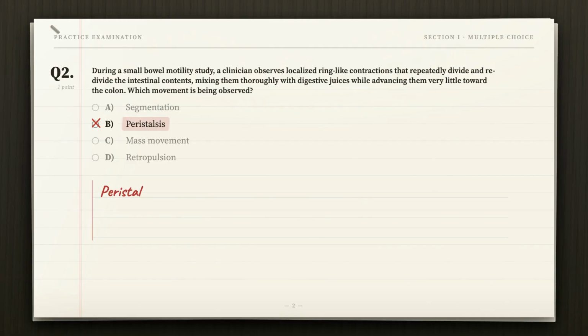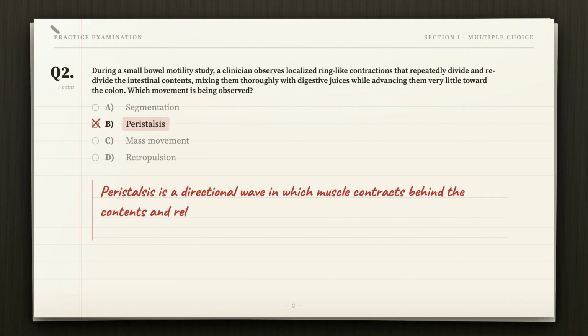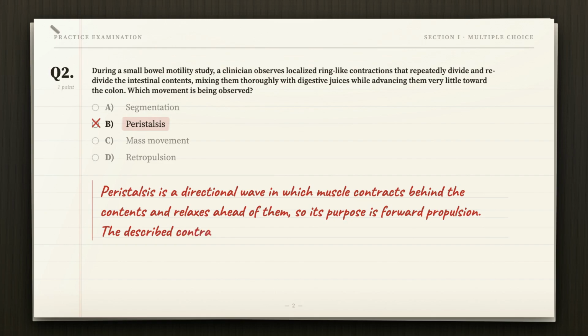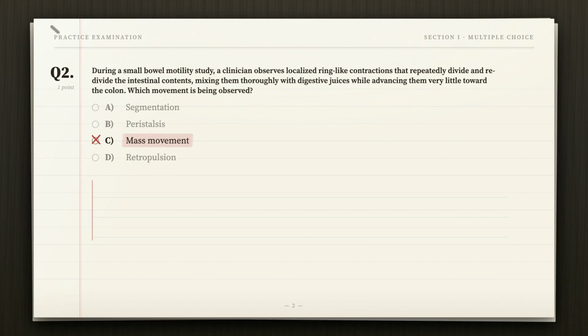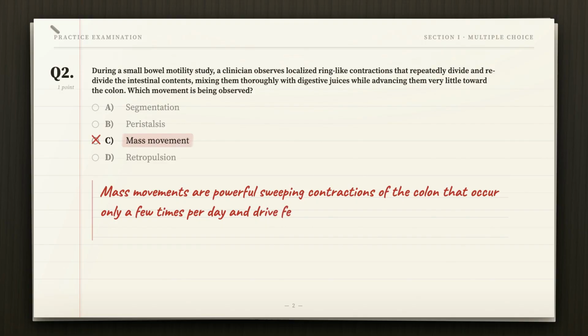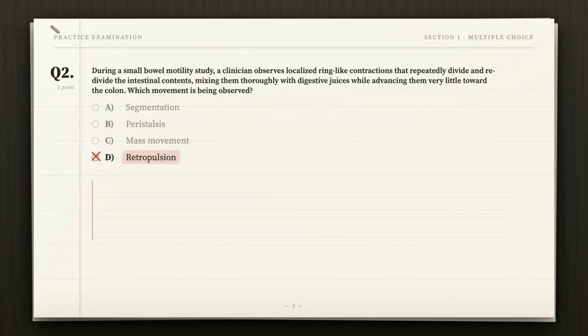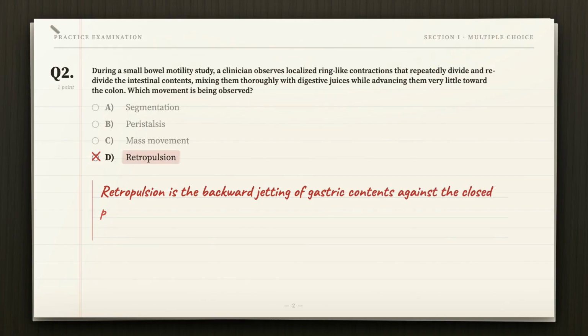B is wrong because peristalsis is a directional wave in which muscle contracts behind the contents and relaxes ahead of them, so its purpose is forward propulsion. The described contractions are not advancing the contents. C is wrong because mass movements are powerful sweeping contractions of the colon that occur only a few times per day and drive feces toward the rectum. They are not a small intestinal mixing pattern. D is wrong because retropulsion is the backward jetting of gastric contents against the closed pyloric sphincter during stomach churning. It occurs in the stomach, not the small intestine.